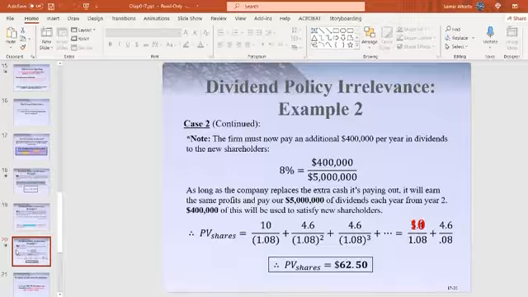Whether you pay a high amount of dividends or a low amount of dividends, those guys, M&M, they proved they are the same. Okay.